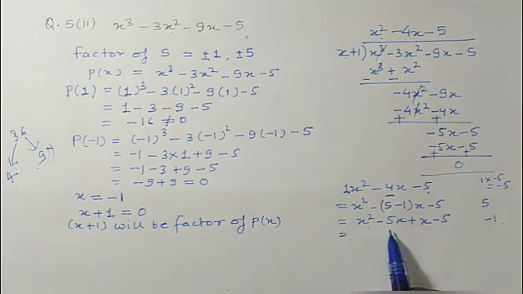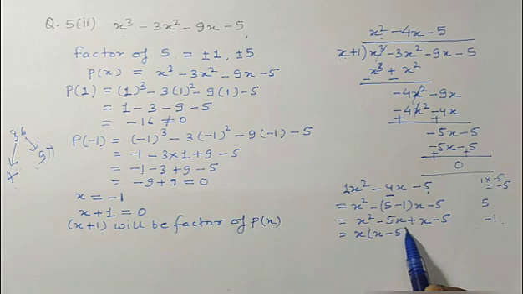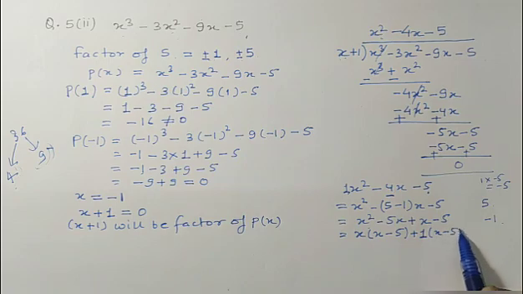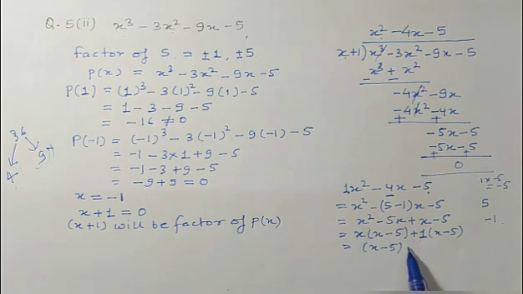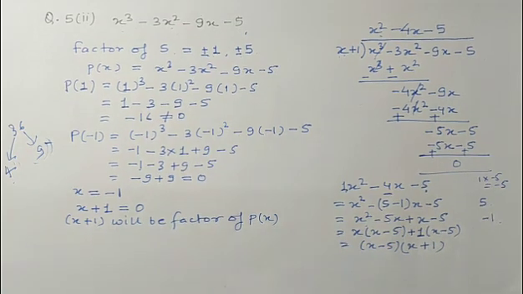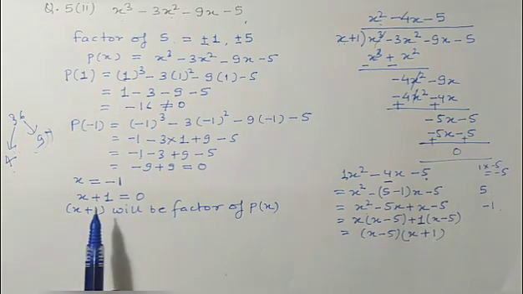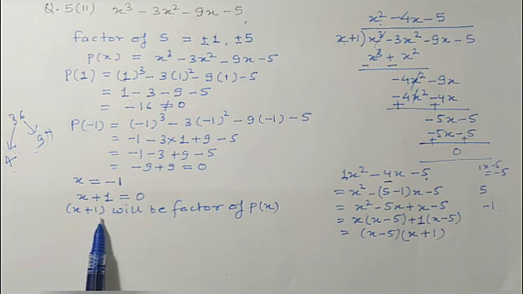Now in these two, what should we take common? X. So what is left from here? X. And what is left from here? Minus 5. Here also, if you will take plus 1 as common, it will be x minus 5. Now x minus 5 we can take from both as common, and what is left? X plus 1. So students, one factor we have found here by hit and trial method, like this.